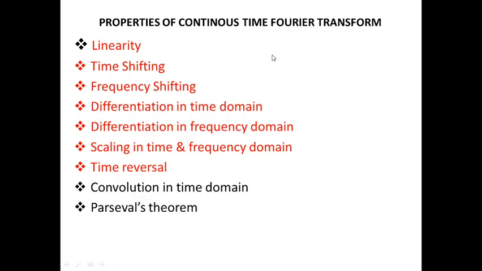So in the conventional method, when a signal is given, you will try to find the Fourier transform by applying the formula. When you do that, you will be coming across a lot of complex integration steps, right? So if you want to avoid that, then we can make use of the properties. Here we have mentioned a few of the properties which are very important.